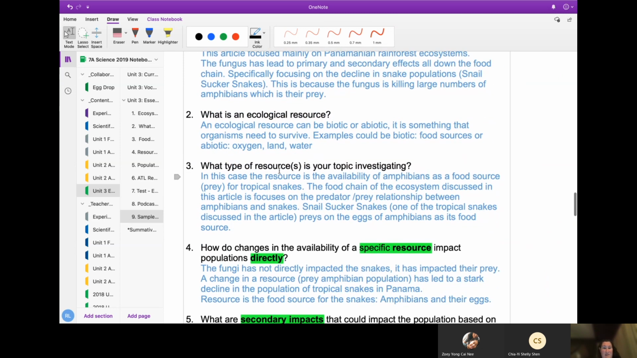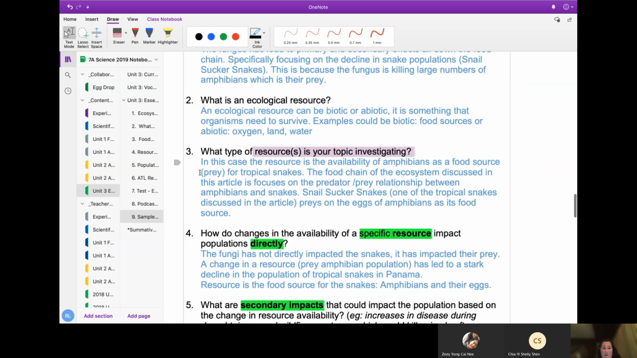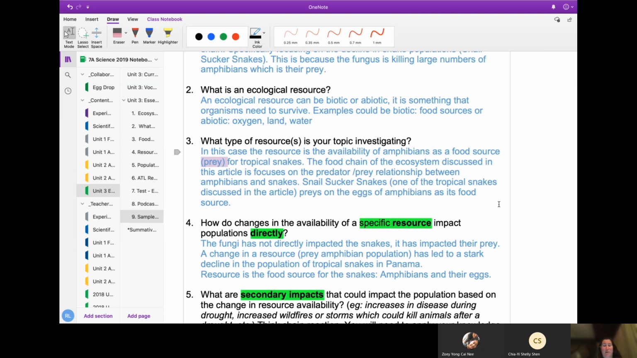And then the next question talks about that. What is the specific resource that your topic is about? So in this case, we're removing the prey for the tropical snakes. It's affecting predator-prey relationships, it's affecting food chains. The article makes specific mention of snail sucker snakes, but also all tropical snakes. And that they eat the eggs from the frogs and the salamanders. They also eat the frogs and salamanders themselves, but their main food source is their eggs.